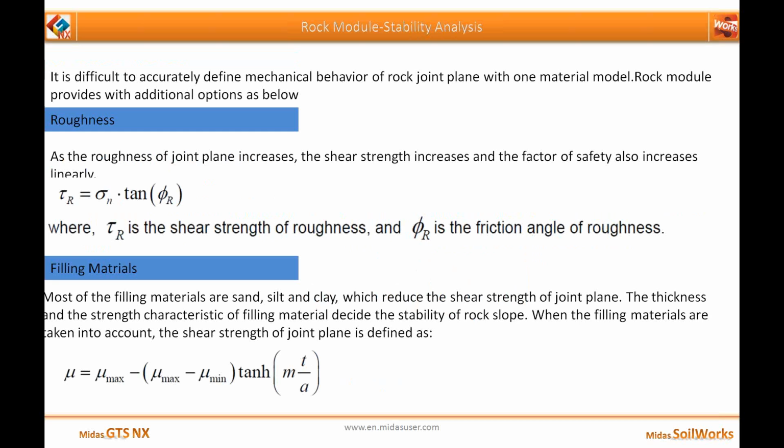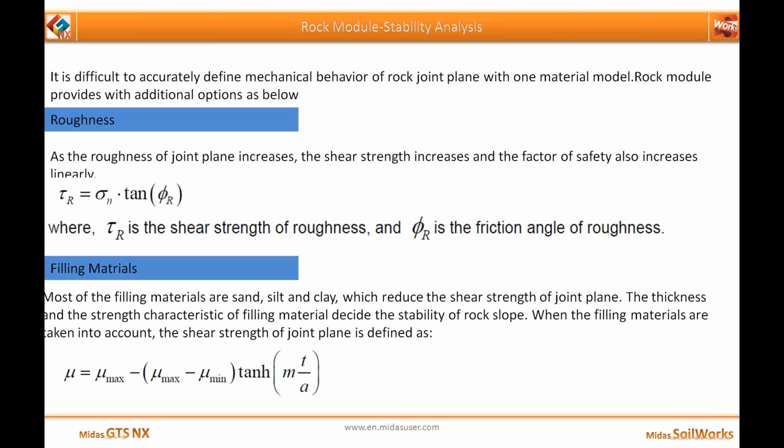Now it is very difficult to accurately define the mechanical behavior of the rock joint plane with one material model. So the rock module also provides options of roughness and filling materials. As you can see, as the roughness of the joint plane increases, the shear strength increases, and the factor of safety also increases. So you can consider the shear strength as per the formula tau r equals sigma n tan phi r, where tau r is the shear strength of the roughness between the two sliding surfaces, and phi r is the friction angle of the roughness.